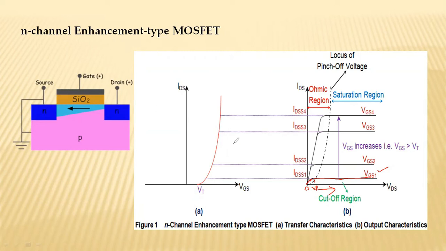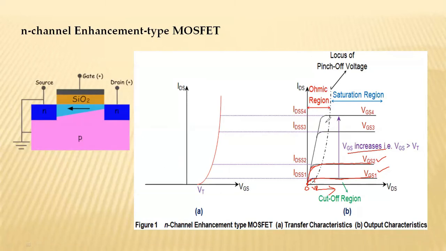So if you go on increasing VGS, that is as VGS is increased from VGS1 to VGS2, then the width of the channel increases, and more and more electrons will flow from source to drain. So therefore the current also increases. As VGS increases, ID increases. So you can see these curves are shifted upwards as you go on increasing VGS. So VGS4 is greater than VGS3, which is greater than VGS2, which is greater than VGS1. So in this way as you go on increasing VGS, drain current IDS increases.